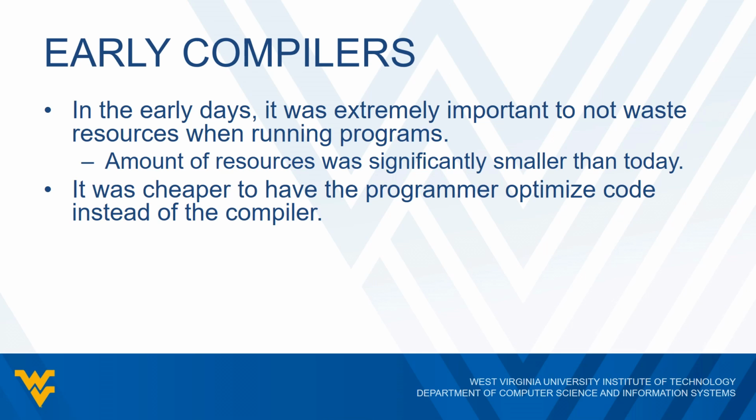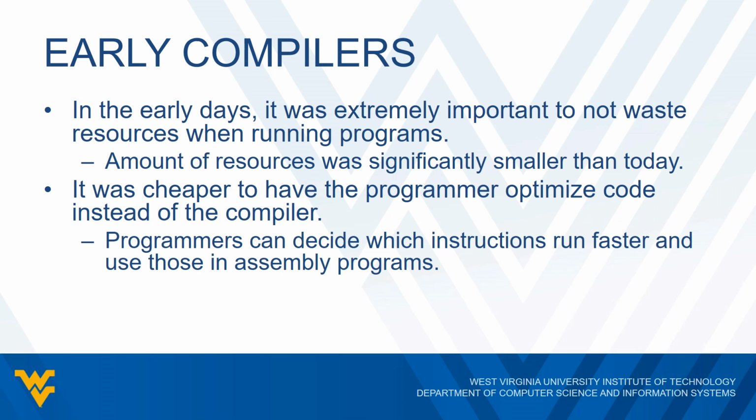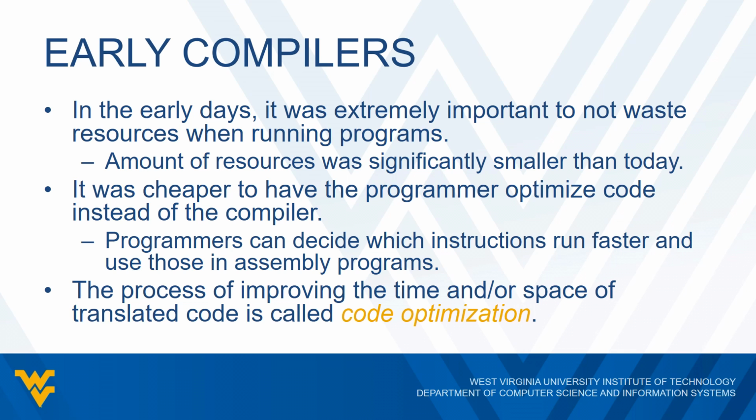In fact, believe it or not, back then it was actually cheaper to have the programmer optimize the code instead of trying to have the compiler optimize it. This is because it was cheaper for the programmer to decide which instructions ran faster and use those instructions in the assembly programs. The compiler would take a lot more time to try to figure out what instructions ran faster, but a programmer could take a look at it and go, this one runs faster, so let's use that in our assembly program. And this whole process of trying to improve the time and or the space efficiency of the translated code is what we call code optimization.